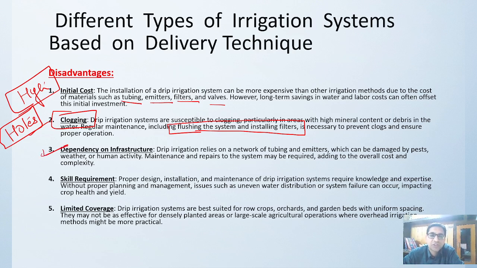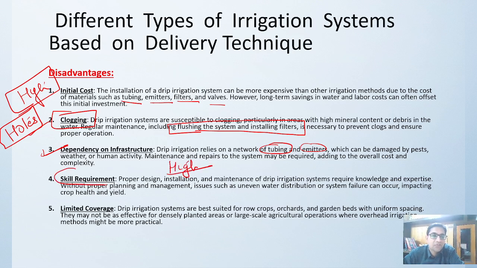Dependency on infrastructure, because you need emitters and a network of tubing and everything. Wherever you go, you need those tubes and those emitters. Sometimes they are damaged by human activities, sometimes by pests, sometimes by natural events. So the maintenance cost is high in this.